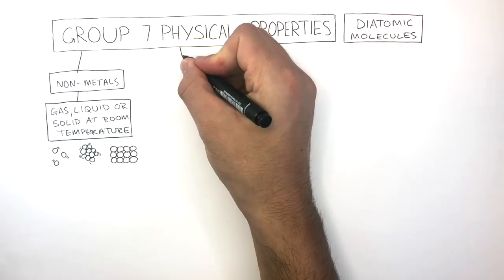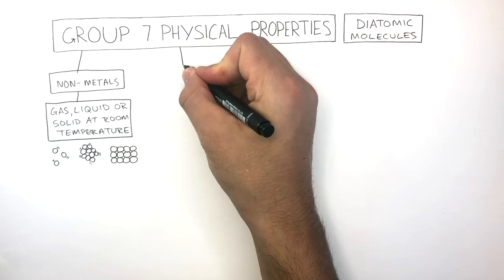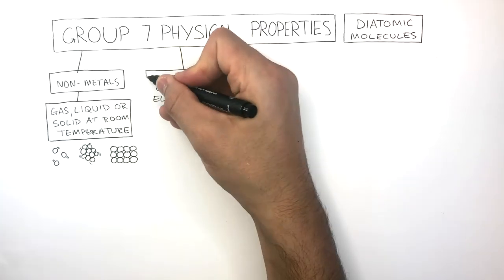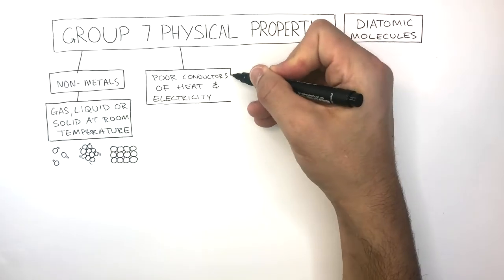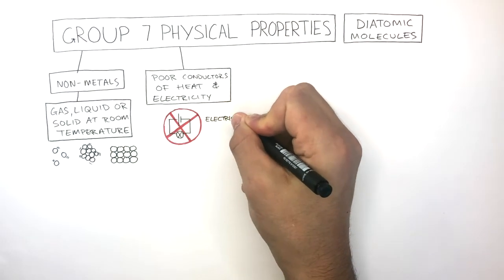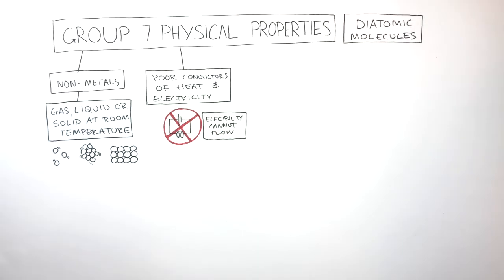Because halogens exist as diatomic molecules, they are poor conductors of heat and electricity. They do not have any free electrons, so if they were to be used in an electric circuit like this, electricity cannot flow, which is why they are not used in electrical circuits.